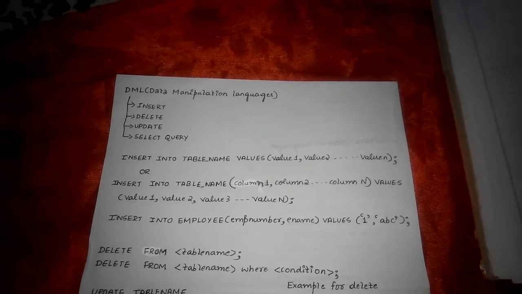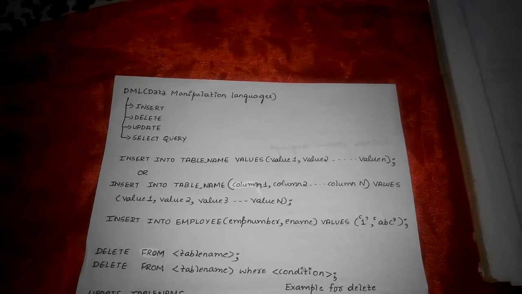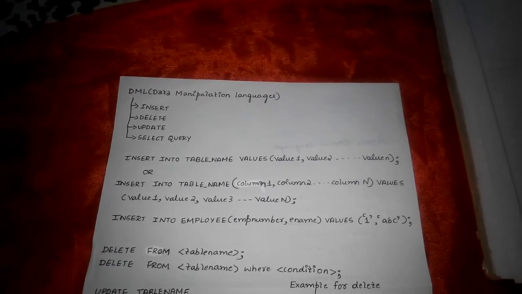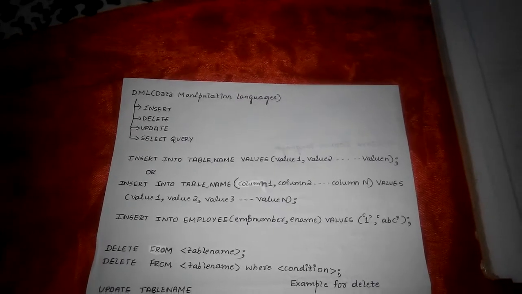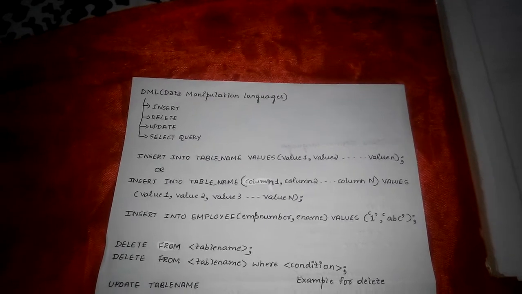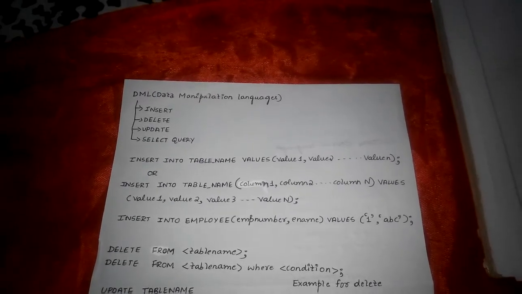DML allows the user to post queries and to insert, delete and modify the existing rows. That is, you can change the content of the database by using this language. This language supports 4 commands: insert, delete, update and select query.